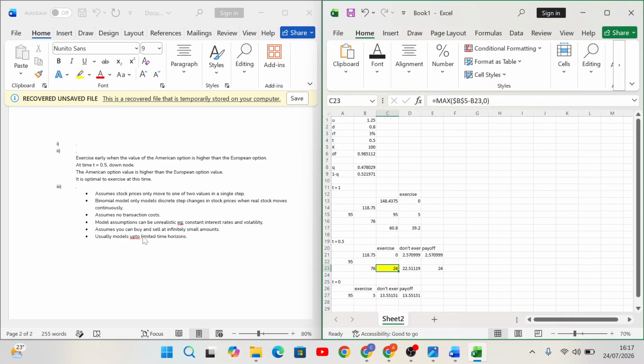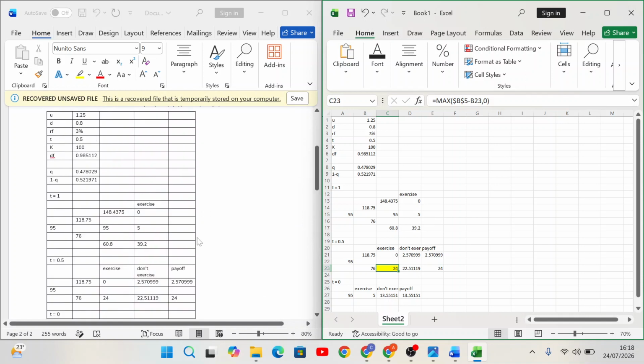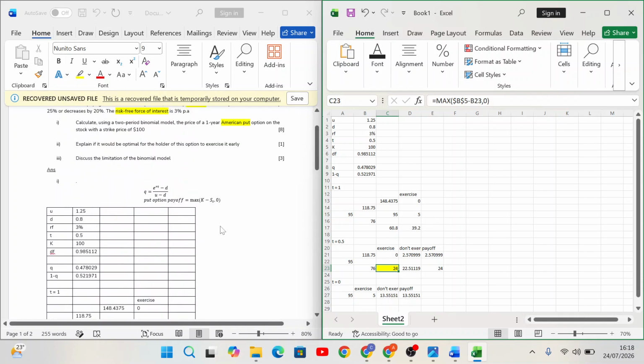The model also assumes that you can buy and sell in infinitely small amounts, and we know that stock prices only move in certain ways. And the last one is that we usually model up to limited time horizons. If we were modeling up to say time 100, using this model wouldn't be very realistic. It would be very cumbersome. And with that, we are able to get all our 3 marks.